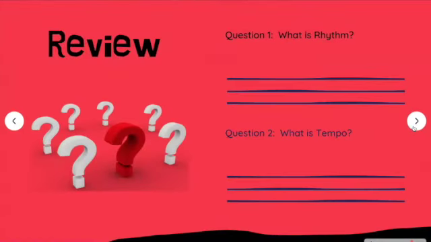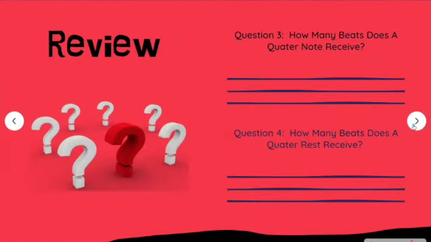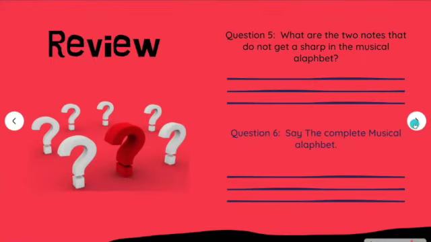What is rhythm? Well, rhythm is the constant repeated pattern of sound. What is tempo? It's the speed of music. How many beats does a quarter note receive? 1 beat of sound. How many beats does a quarter rest receive? 1 beat of silence.